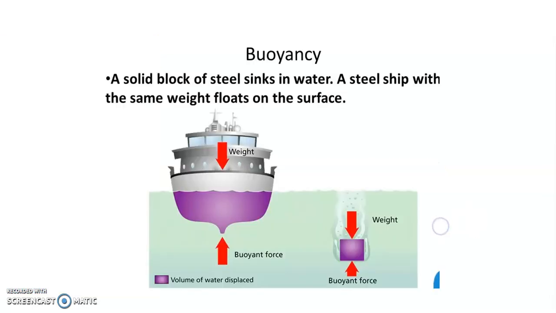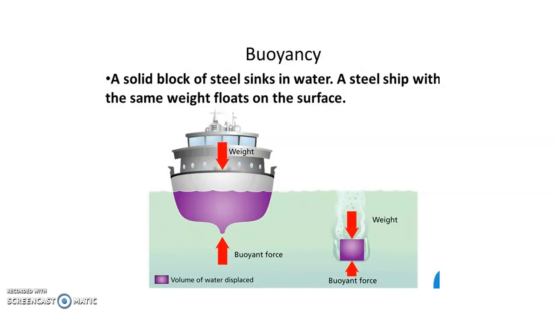All right, so Archimedes' principle helps explain why a ship floats. Since the buoyant force equals the weight of the displaced fluid, the buoyant force will increase if more fluid is displaced. In other words, a large object displaces more fluid than a small object. Therefore, a greater buoyant force acts on the larger object, even if the large object has the same weight as the small object. So take a look at this block of steel, and then you have this steel ship.